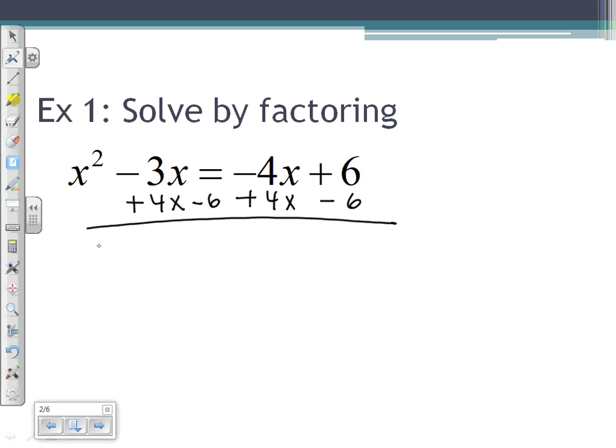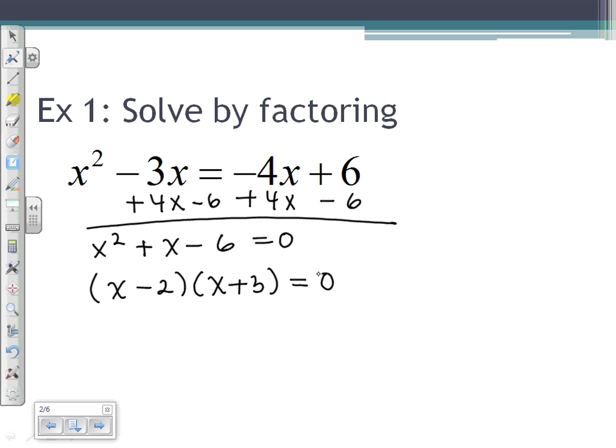Okay, if I do that, I'm left with x squared plus x minus 6 equals 0. Okay, you can easily factor that to be (x minus 2)(x plus 3) equals 0. Your solution here, x is equal to 2. Solution here, x is equal to negative 3.